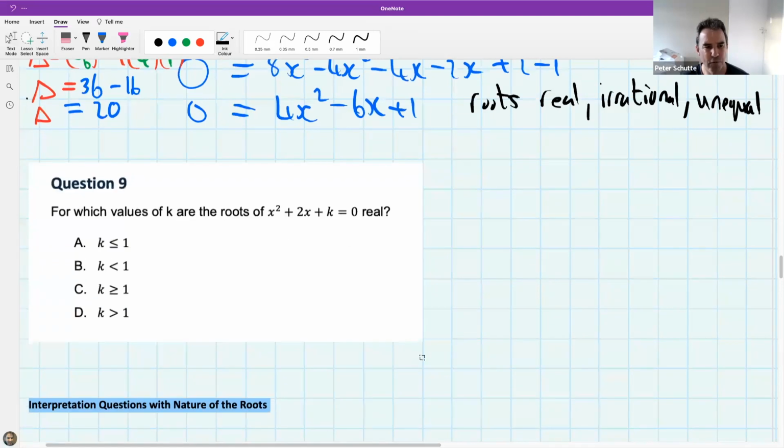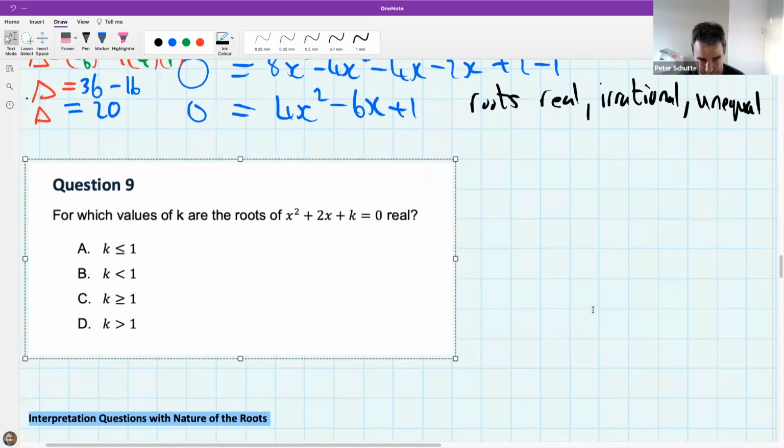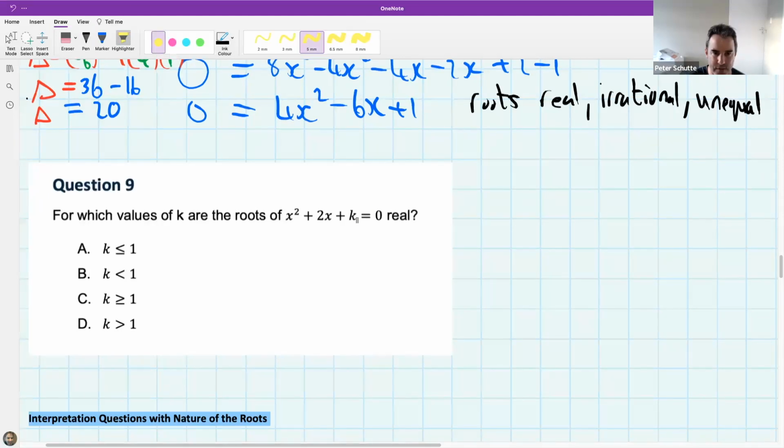I want to know, though, before we try and do this question, what is different about this question 9? So just take 30 seconds to read it, and I'd love some comments from the class about what they think is different about this question. So I'm waiting for your lovely thinking. What's different? For which values of k are the roots x squared plus 2x plus k real? So the constant is a letter. Yes, it's all about this k over here.